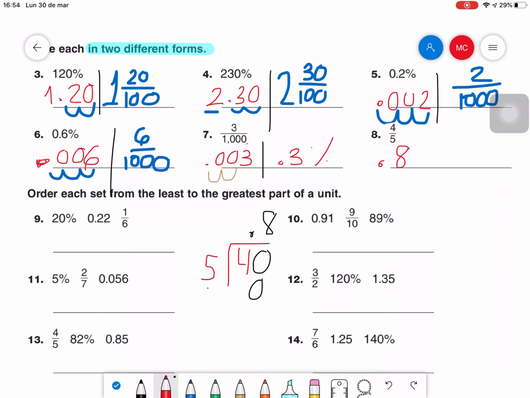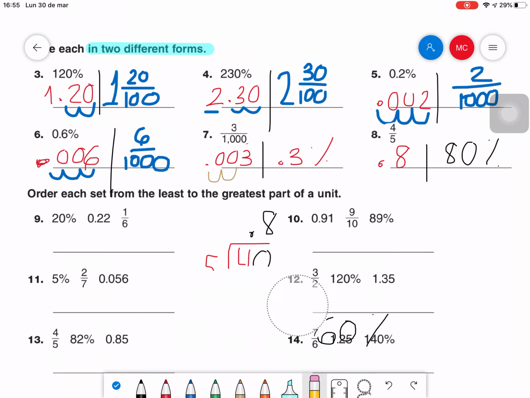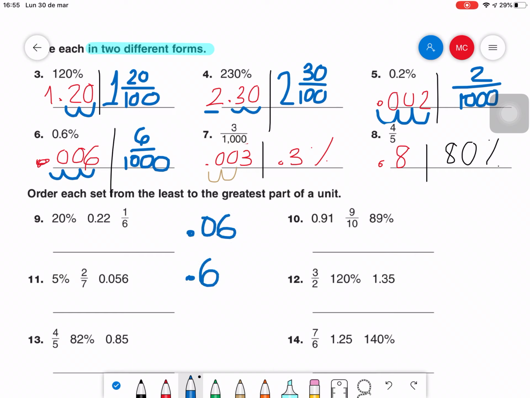0.8. But if I want to change that into a percentage, I need to move the point 2 times. Remember, 0.8 or 0.6 was the same as 80% or 60%. So 0.8 will be 80%. You are trying to mix everything that we have learned, because that's another thing that we saw. 0.06 and 0.6 are different. Why? Because this is 6% and this one is 60%. So that was what we just did.